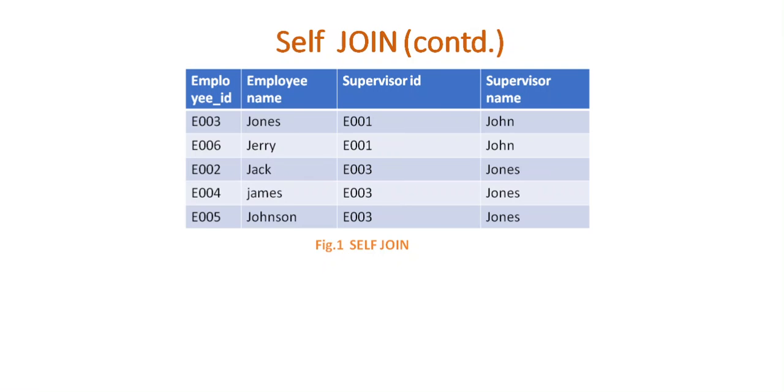So here E003 employee is Jones and his supervisor is E001, that is John. E006 Jerry is an employee whose supervisor is E001, that is John. Okay, so this is how we can combine data of the same table with each other. So this is called self join.